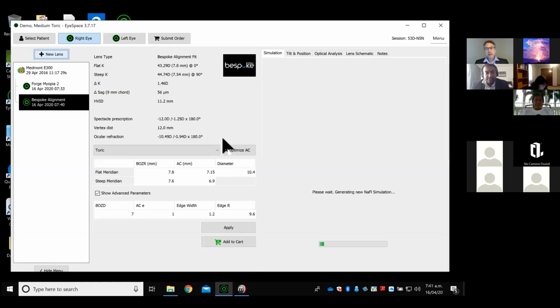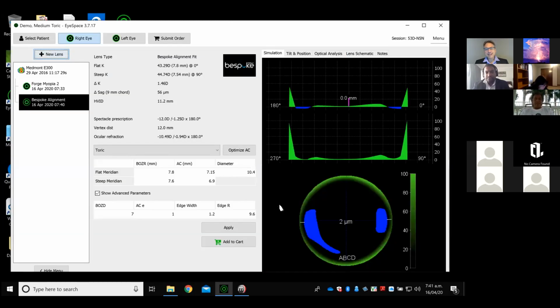So Bespoke lens is a day wear lens. This is a normal GP lens. And if you look at the lens construction, it's made up of 3 zones. We've got our central back optic zone, that's a sphere. We've got a secondary zone, which we also call the alignment curve, and then we have the edge lift.